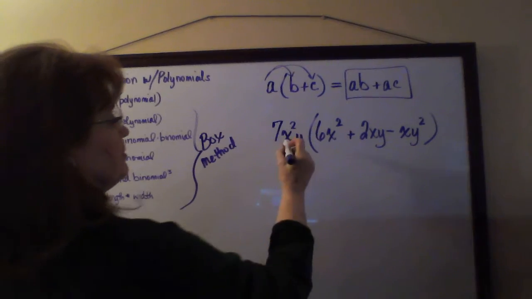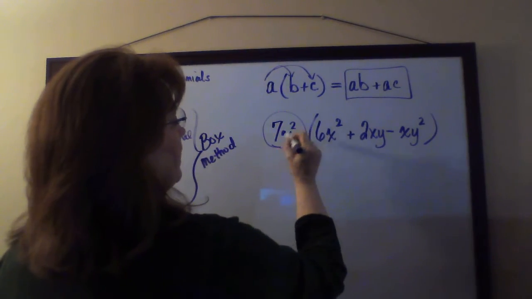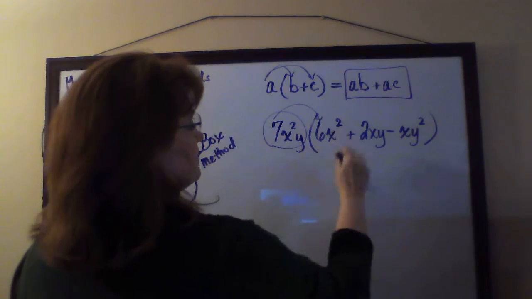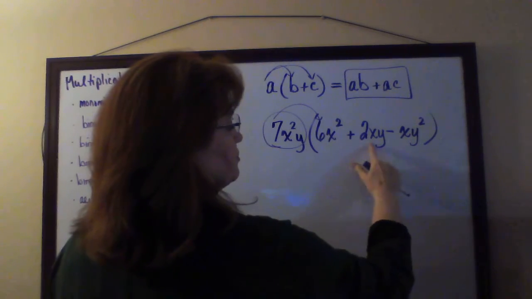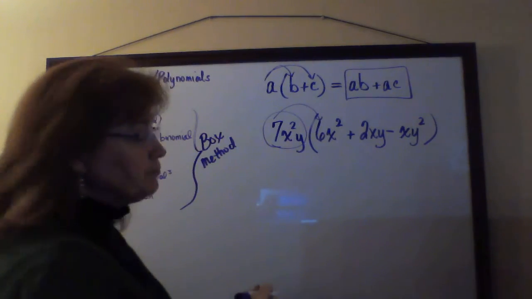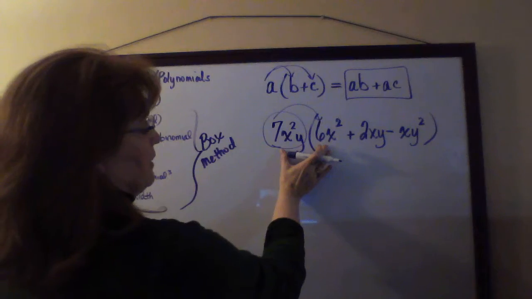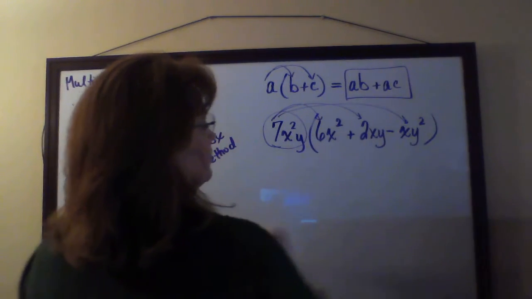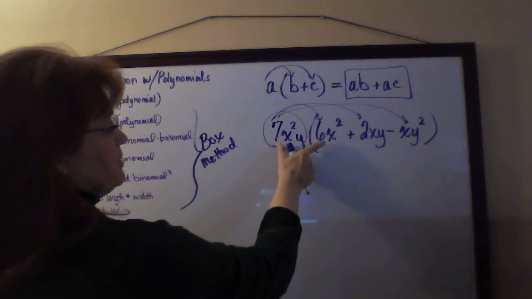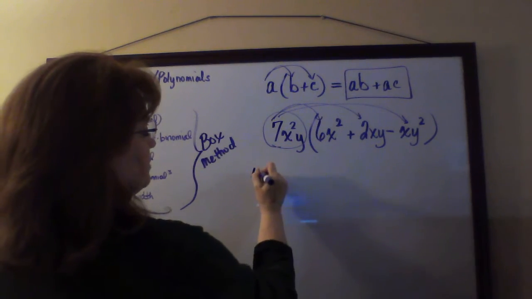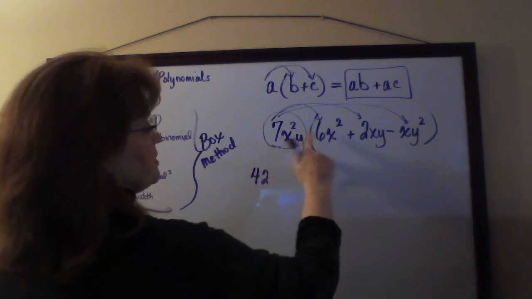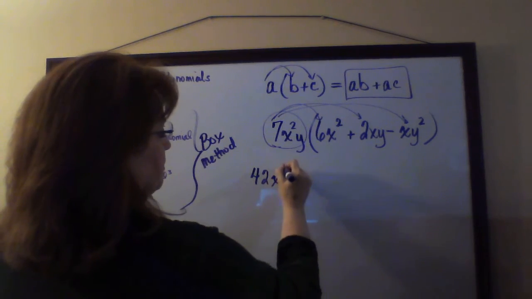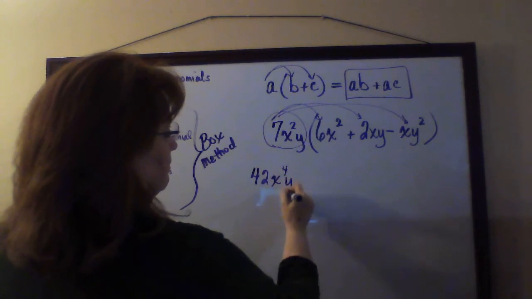So what we're actually doing is taking this multiplier, and we're going to multiply it through this polynomial. There's three terms. It's a trinomial, and we're going to multiply like factors. Okay, so we're going to start there and we'll end over here. So the first thing we're going to do is 7 times 6, which is 42. X squared times x squared is x to the fourth, and y.